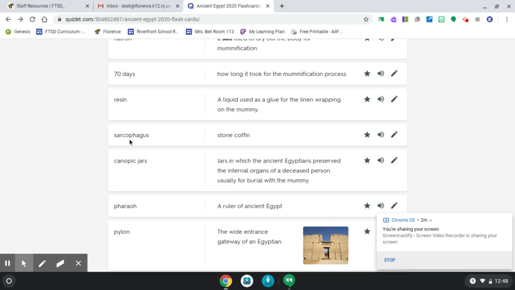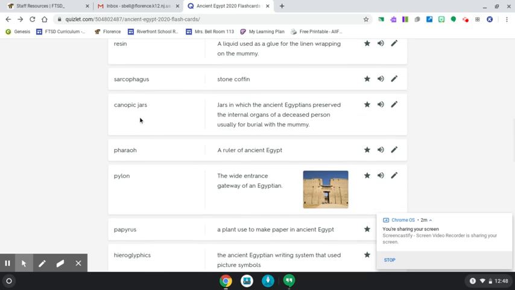A sarcophagus is a stone coffin. This is what the mummies were buried in. Canopic jars. This we talked about is where they put the organs of the deceased person. So this is a jar in which the ancient Egyptians preserved the internal organs of a deceased person, usually for burial with the mummy. We talked about that specifically in class. I also know one of our Ducksters articles was on that. So again, canopic jars are jars in which the ancient Egyptians preserved the internal organs of a deceased person, usually for burial with the mummy.